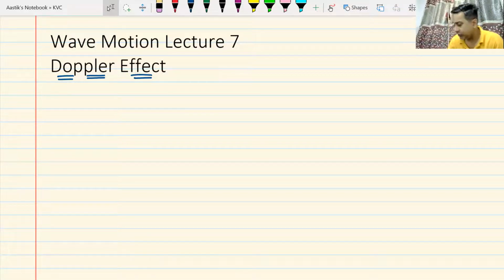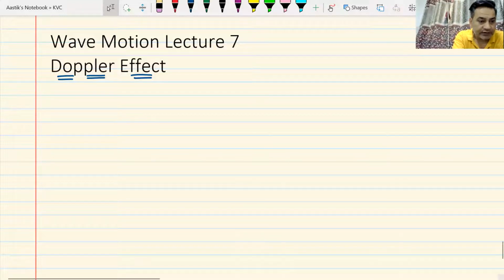We have seen what we mean by the Doppler effect. Do you remember what the Doppler effect is? We had discussed it in the last class, and we had seen the definition of Doppler's effect. Do we remember this? Please let me know, or should I discuss it again? Tell me, what is Doppler's effect?